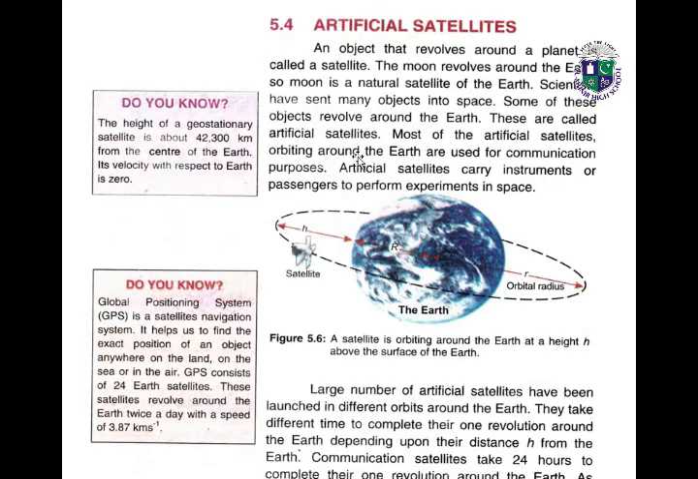Most of the artificial satellites orbiting around the earth are used for communication purposes. Artificial satellites carry instruments or passengers to perform experiments in space. Look here students, here we have the artificial satellites. Look at its orbital radius. This is our earth. This is an artificial satellite. Do you know the height of a geostationary satellite is about 42,300 kilometers from the center of the earth and its velocity with respect to earth is 0.